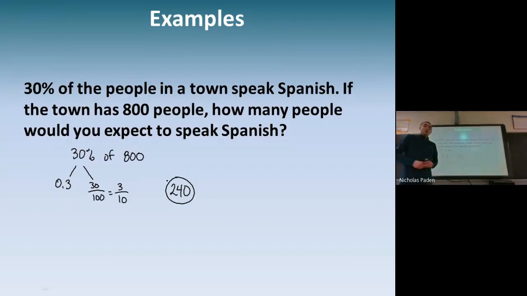Okay, so that is finding the percent of a number. We're going to stop right there. We're going to continue on this week looking at some different things, but that's kind of the base of how to find the percent of a number. So you all can go ahead and work on the practice problems.